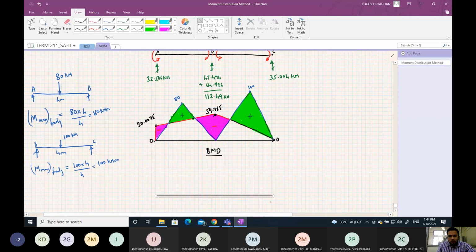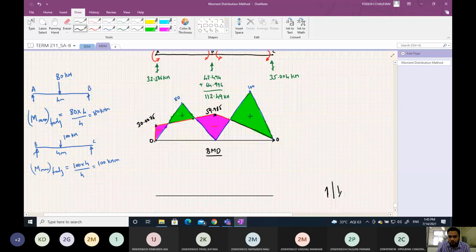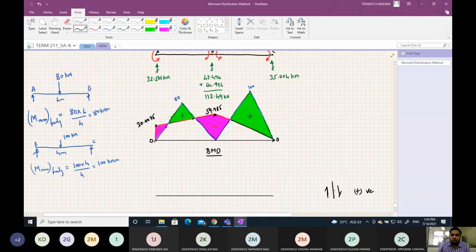For shear force diagram, you have to follow the load. Our sign convention for drawing the shear force diagram is clockwise shear as positive. That means if we are moving from left to right, the upward force is positive. So let us move from left to right.